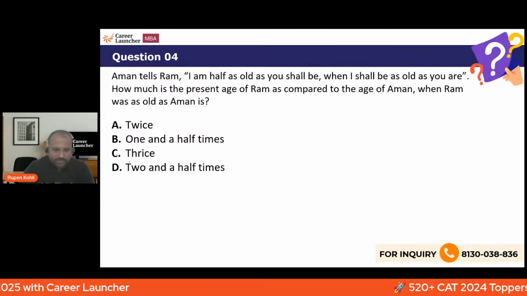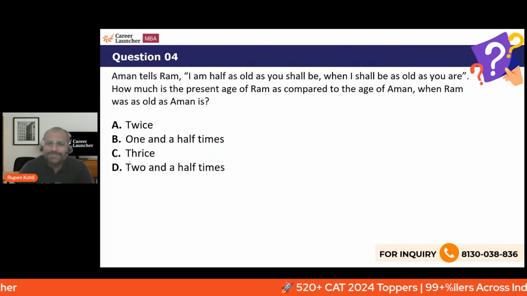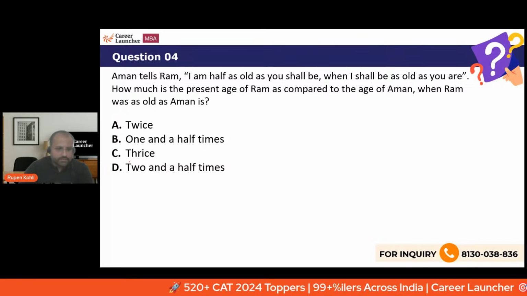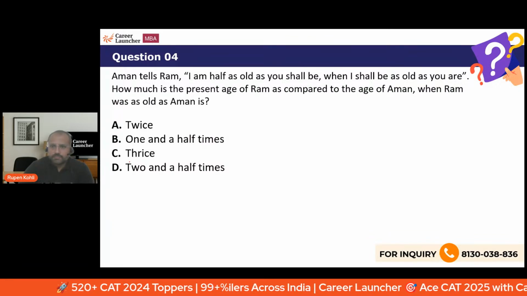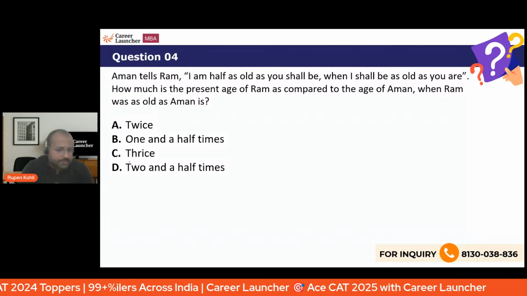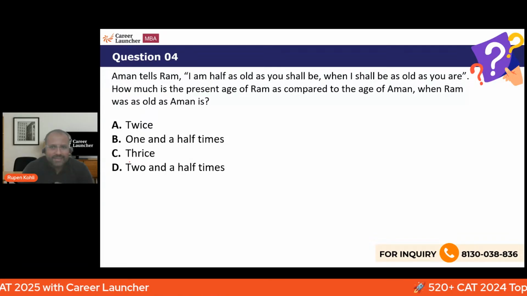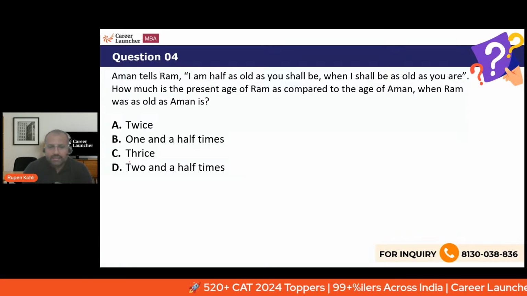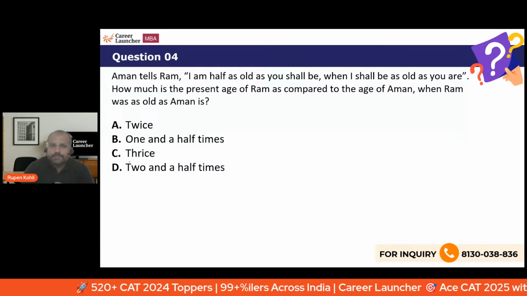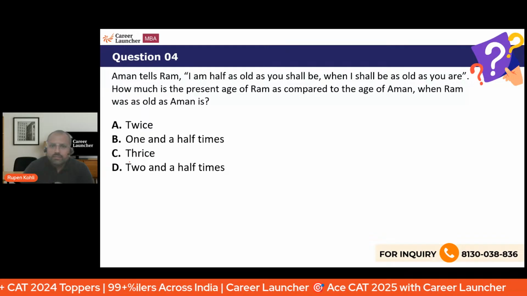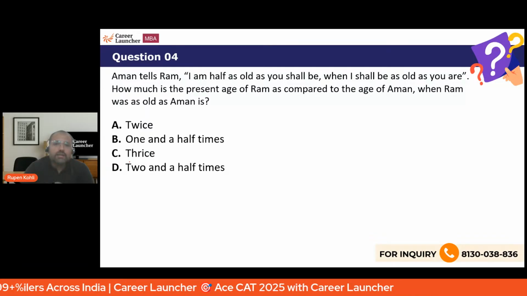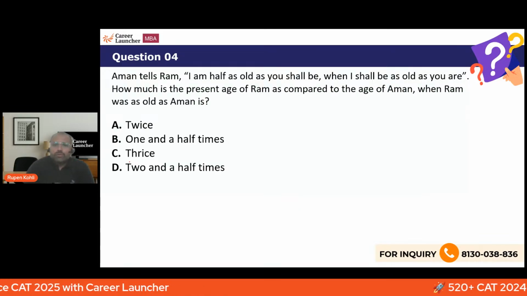Okay, next one. Another age problem. Let's see this. If you can get this one. It's almost a mind-boggling statement, isn't it? This one. But that is the catch. How to interpret this statement? All right. So let's try to decode this.